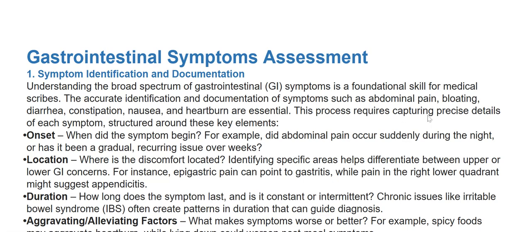This process requires capturing precise details of each symptom structured around these key elements: the onset, location, duration, and aggravating/alleviating factors. Onset: when did the symptom begin? Location: where is the discomfort located? Duration: for example, how long does the symptom last, and is it constant or intermittent? We have the aggravating/alleviating factors: what makes symptoms worse or better?